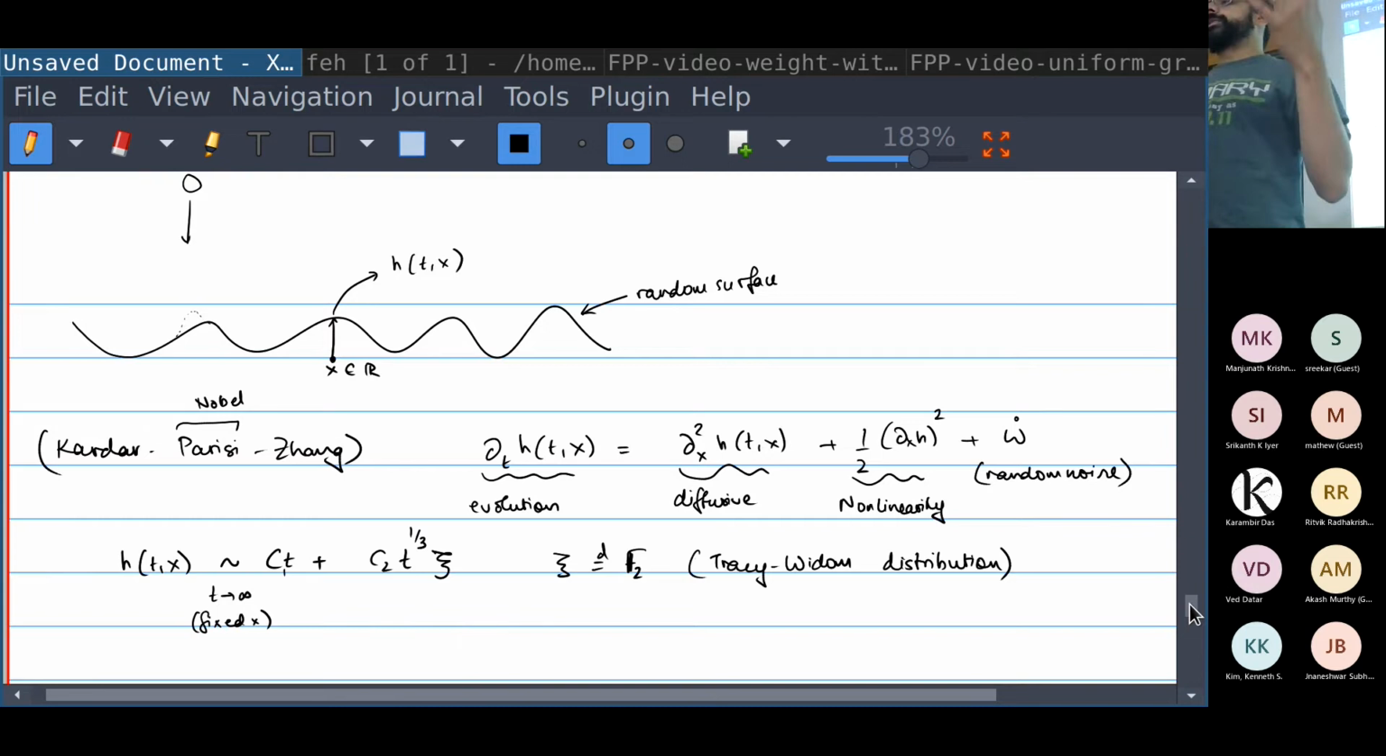And so just these special solvable models, that they are in fact described by the KPZ equation. But the conjecture they made was that we should all have this universal behavior.